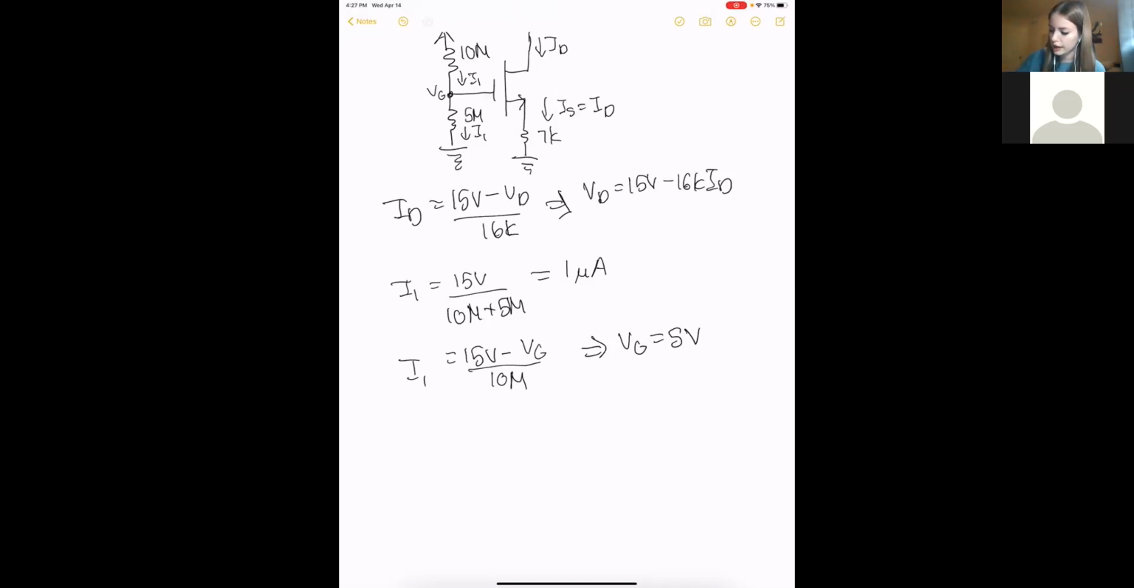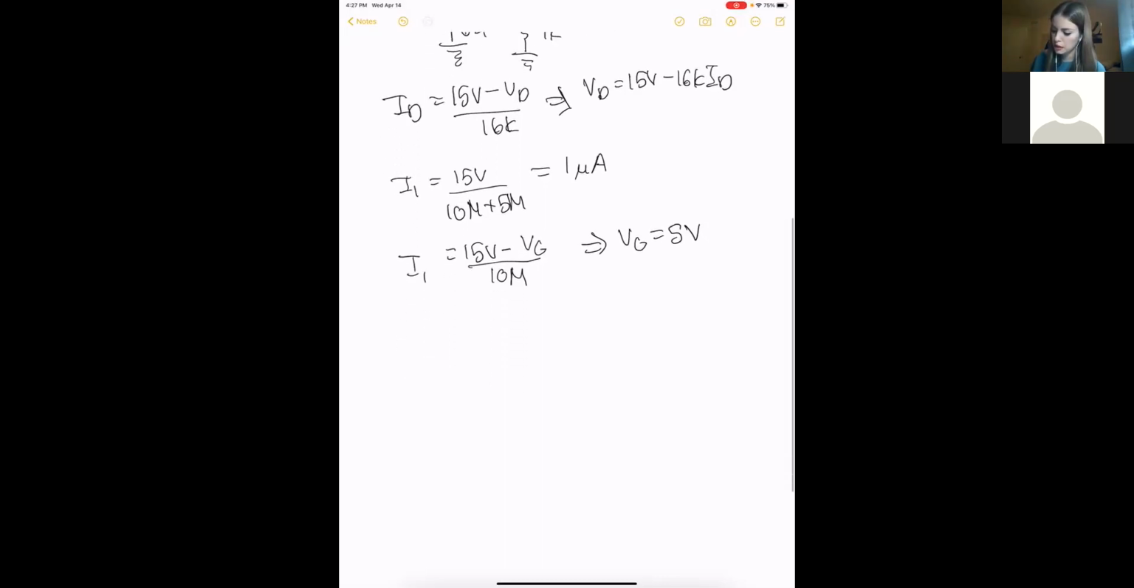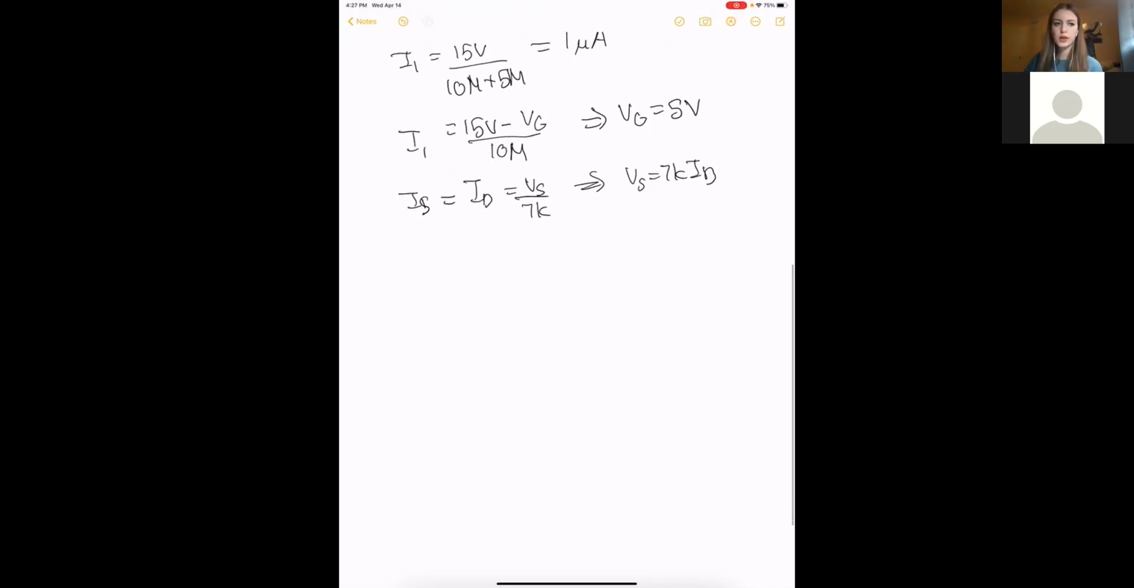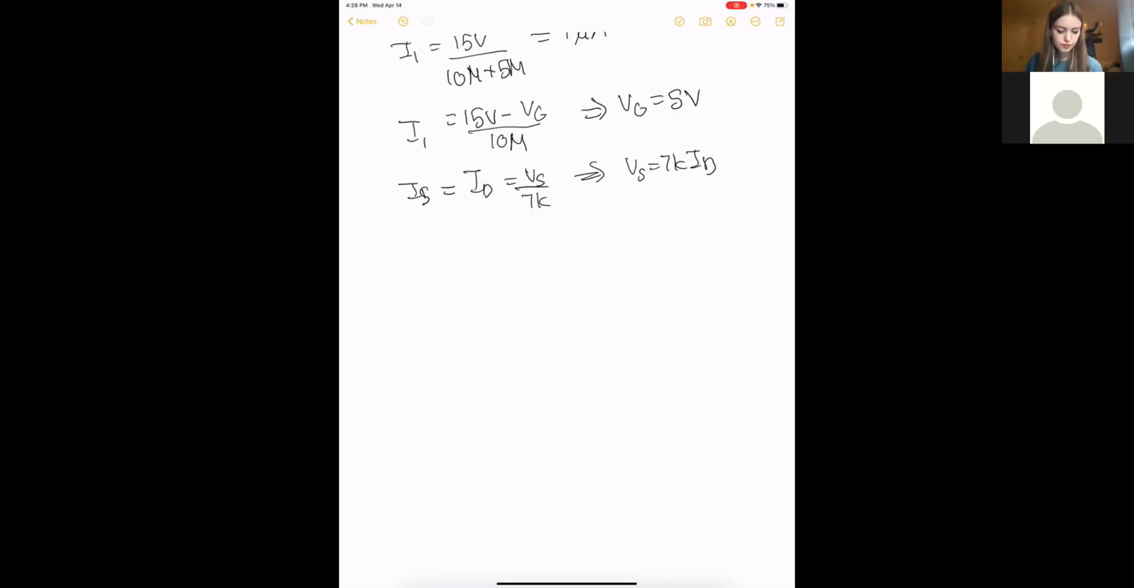Okay, so now we're going to find another equation for ID using VS. So VS is at the source. Because we're wanting to find VGS, we're going to need VS as well. I should write it as IS, probably easier. IS is equal to ID, so IS is VS over 7K, so we get that VS is 7K times ID. We're going to be using ID everywhere. ID and IS are equal, but it just makes it easier for our equations.